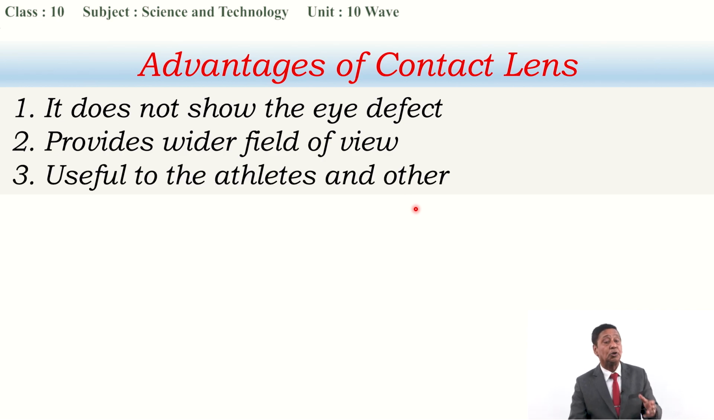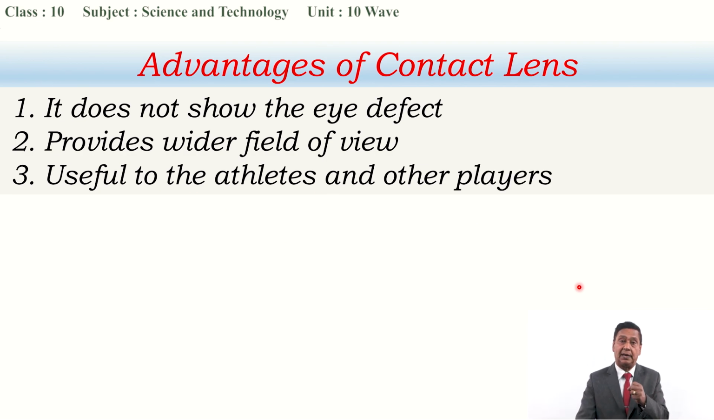Now third, it is useful to athletes and other players. If an athlete is taking part in the 100-meter race, or in high jump or long jump, or a player is playing basketball or something, and he has an eye defect, myopia or hypermetropia, now he can use this contact lens instead of spectacle. Spectacle is very inconvenient in games, to the athletes and to the players. So these are the major advantages of contact lens.